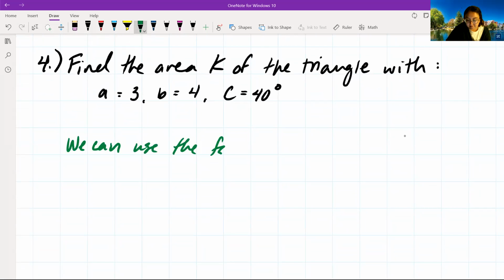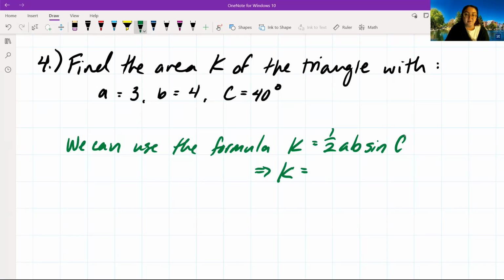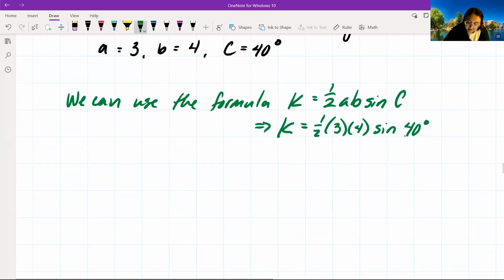So we can use the formula K is equal to 1/2 times AB sine of angle C, which we have each one of those values. So K is just going to be equal to 1/2 times A, which is 3, times 4, which is B, times sine of C, which is going to be sine of 40 degrees. Then you want to go ahead and put that value in your calculator. It does simplify down to 6 times sine of 40 degrees.